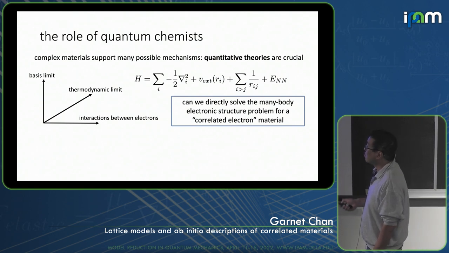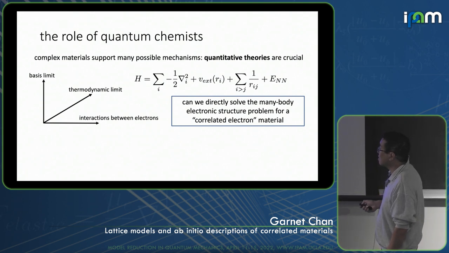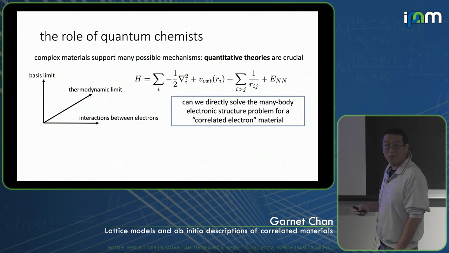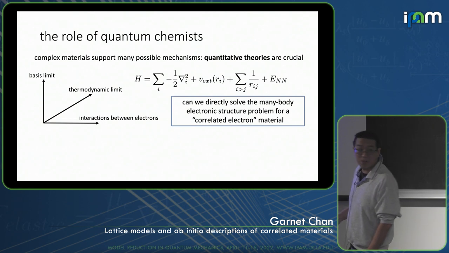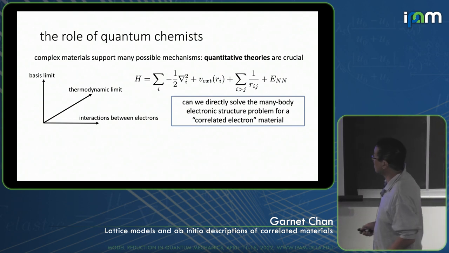So for example, the basis representation: you have to go towards the basis set limit, and you have to treat the interactions very accurately. This is the electron correlation. And a new feature, compared to molecular problems, is that you also have to go to the thermodynamic limit, because phases are thermodynamic properties. They don't occur in very small molecules.